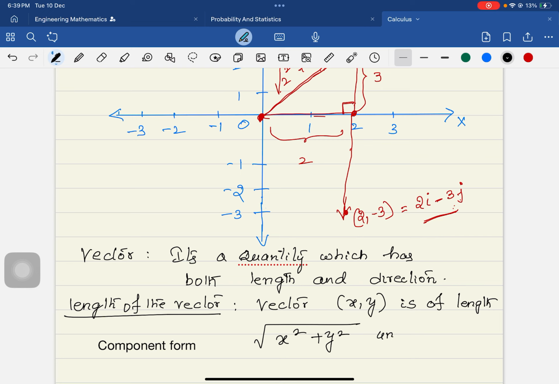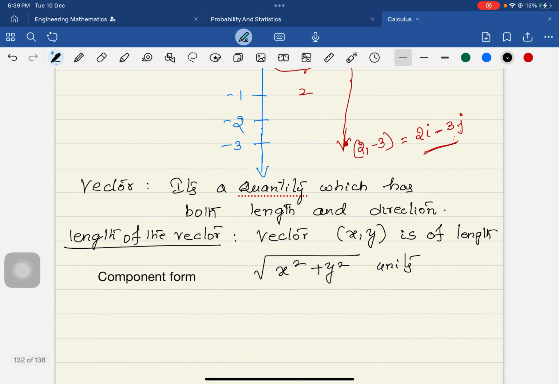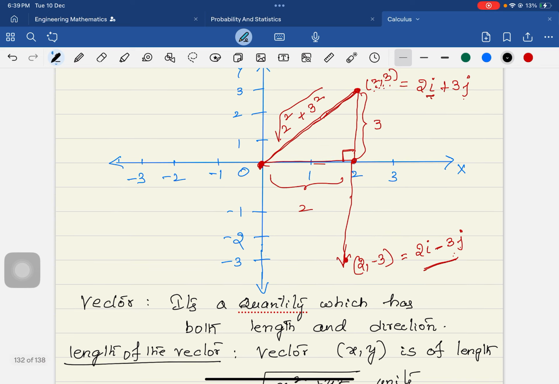Since it is the length, we can write it as units. I hope you could understand. So this is what we mean by the length of the line segment. Now I name the line segment. The initial point is A and the terminal point is B, let us say. The name of the line segment is AB.